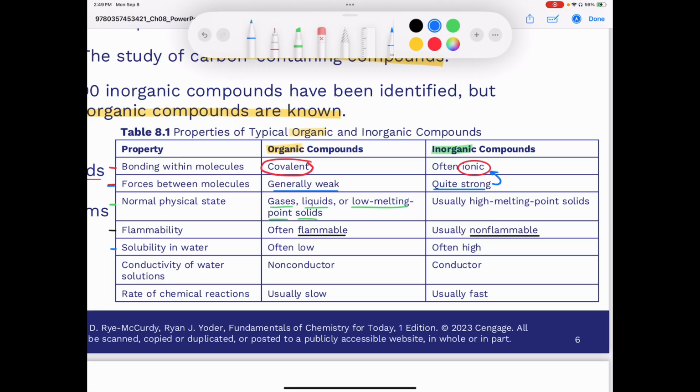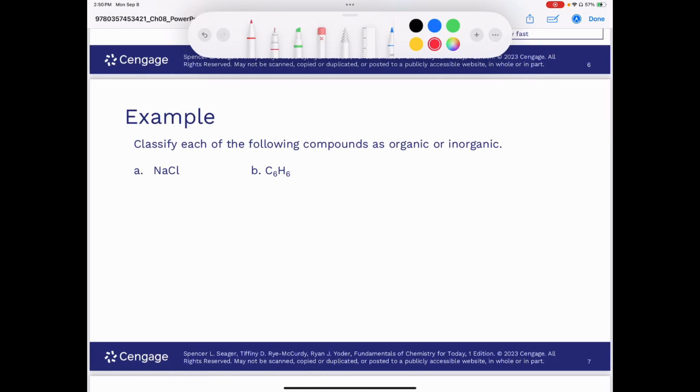Organic compounds, a lot of them have low solubilities in water, whereas inorganic compounds oftentimes can be dissolved in water. Conductivity, organic compounds, generally speaking, are going to be non-conductive, whereas inorganic compounds are going to be conductive. And then finally, rate of chemical reactions for organic compounds, a lot of times slow, but with inorganic compounds, faster. All right, let's take a look at our first example.